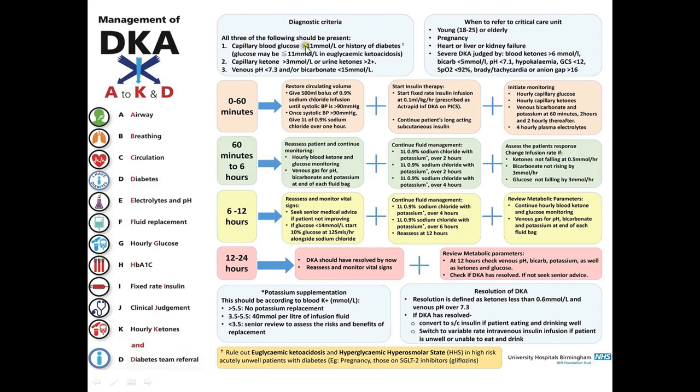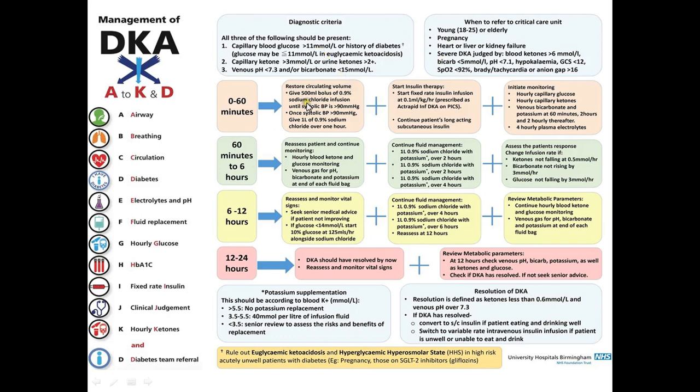So all three of the following should be present for the diagnosis of DKA. The blood glucose level more than 11 or 200, capillary ketones raised, and venous pH less than 7.3, with a bicarb of less than 15.